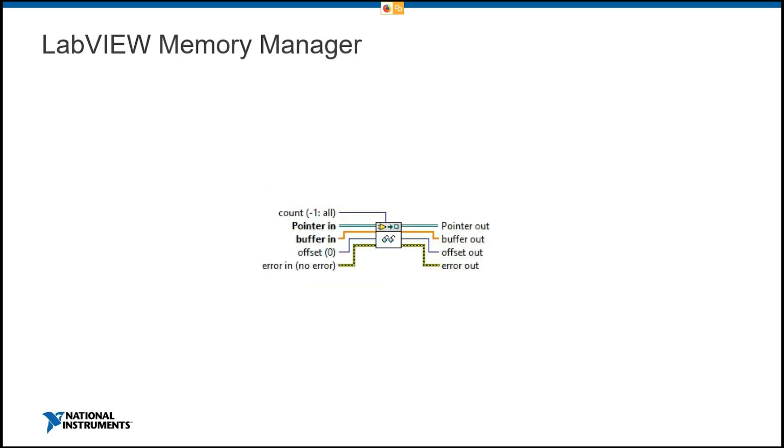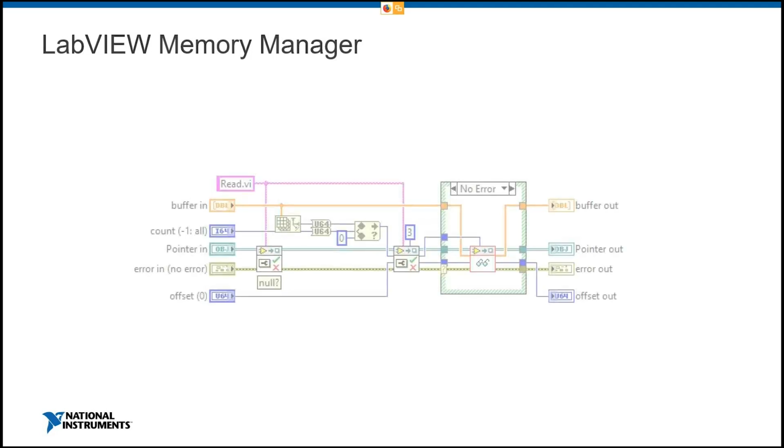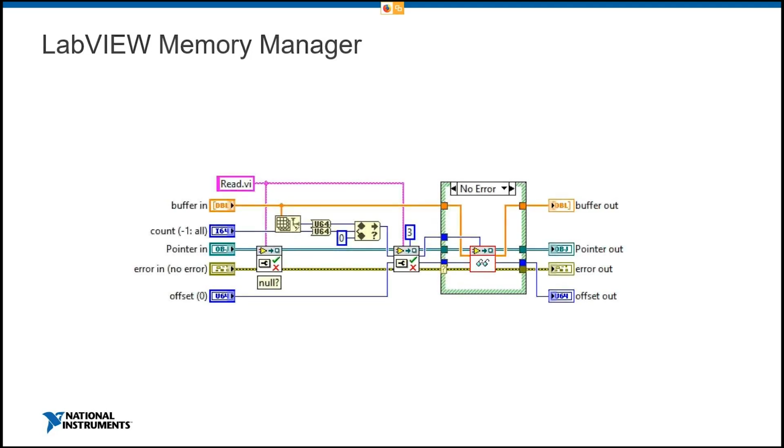So I'm going to go ahead and talk a little bit more, actually going inside some of these VIs to show the design and the structure. Looking here, we have our standard read VI for reading an array of doubles. Inside of that, this is what the actual core looks like.